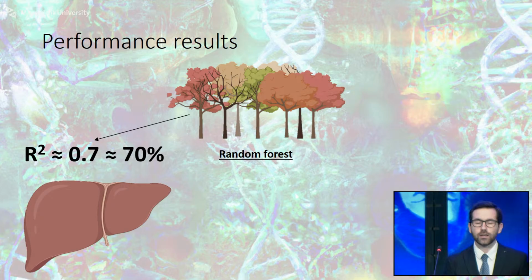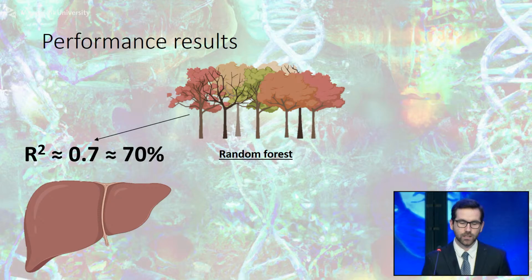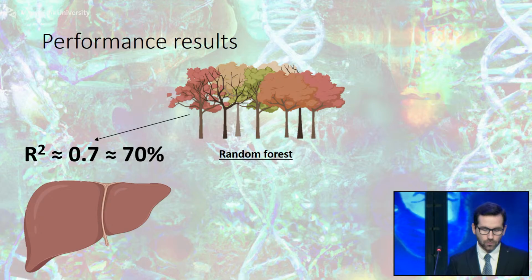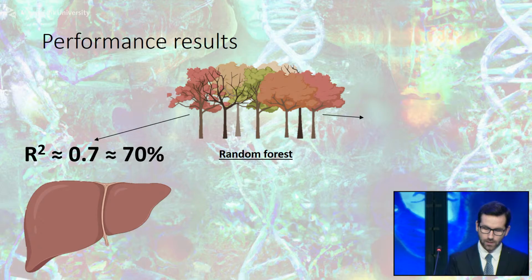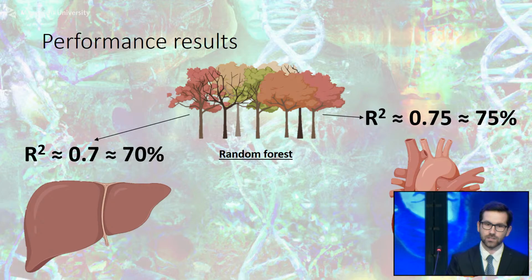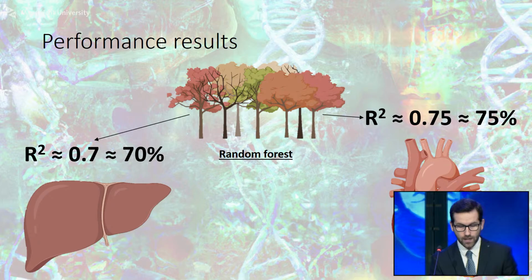What does that mean? It means that around 70% of the variability in the values of the proteins was actually predicted by the model. Now, obviously, you still have to check whether this is a fluke or whether it also works for other situations. So I created another model with the same characteristics, but in this case on heart, or cardiac, data. In this case, I got an R-squared of 0.75, or 75% of the variability was captured by the model. Therefore, I was able to validate the results that I was getting from the other organ.